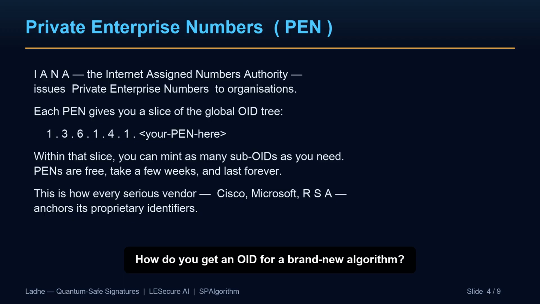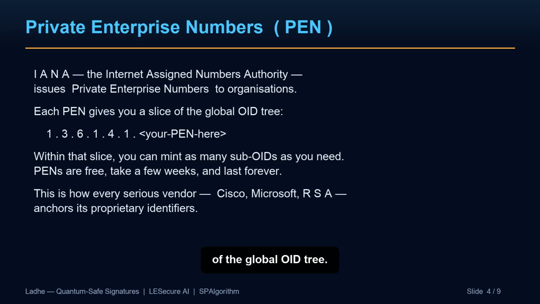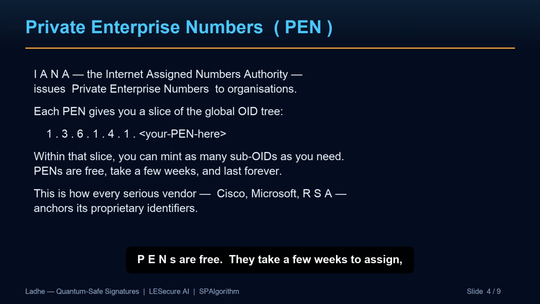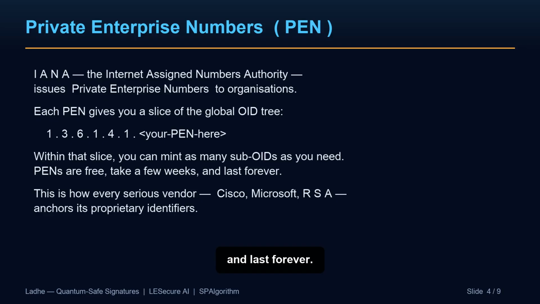How do you get an OID for a brand new algorithm? Through IANA, the Internet Assigned Numbers Authority. IANA issues private enterprise numbers, or PENs, to organizations. Each PEN gives you a slice of the global OID tree. Within that slice you can mint as many sub-OIDs as you need. PENs are free. They take a few weeks to assign, and last forever. This is how every serious vendor, Cisco, Microsoft, RSA, anchors its proprietary identifiers.